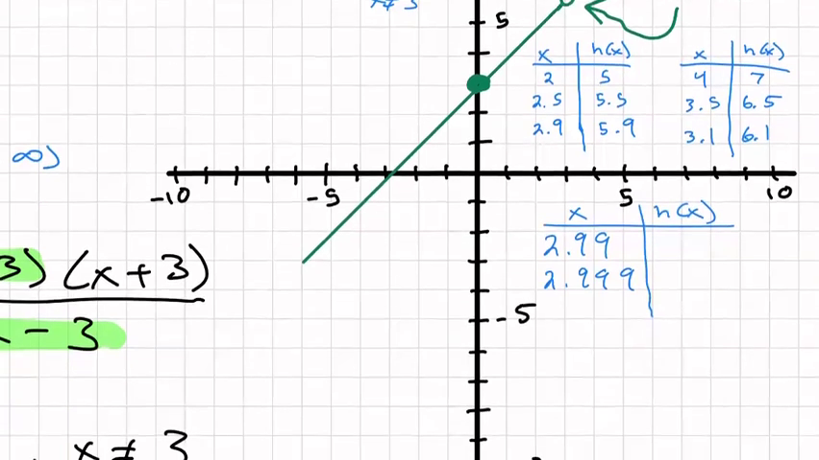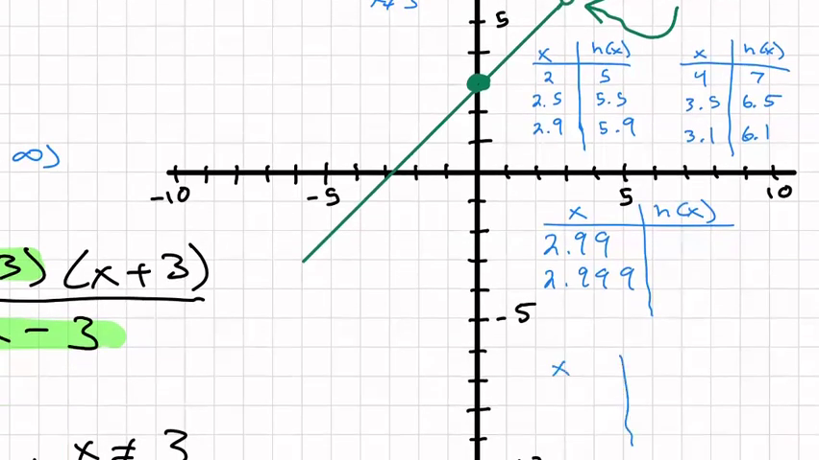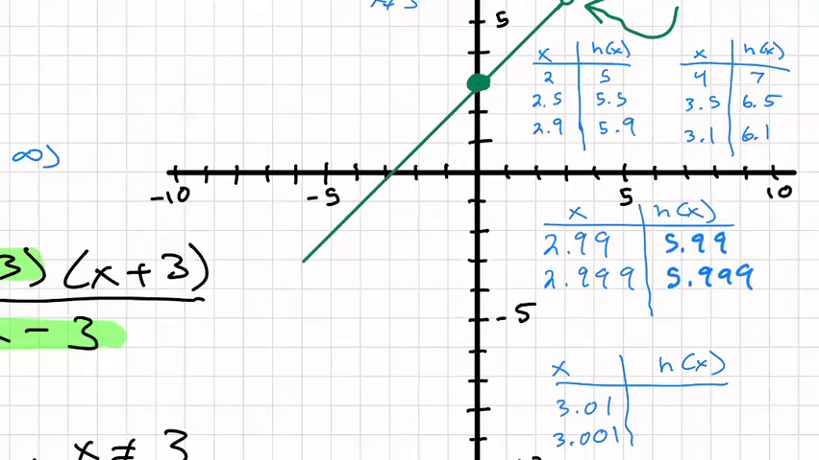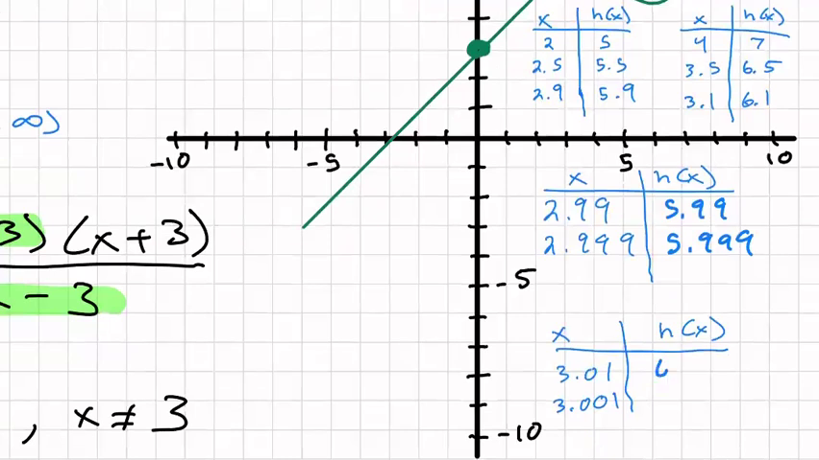And we'll do the same thing with the other side. Whenever we're greater than 3, we're going to say 3.01 and 3.001. We're trying to get as close as we can to 3. We could definitely get closer than that, but I just want to make sure to show you I'm trying to get as close as I can to 3 without actually plugging in 3 itself. Well, following the pattern that we saw before, we get 5.99, 5.999. Down here it's going to be 6.01 and 6.001.